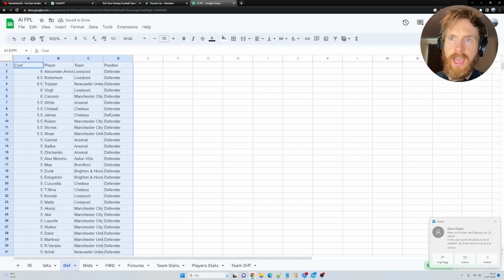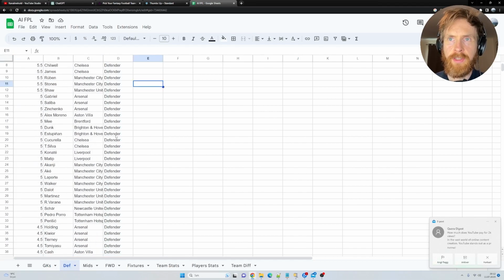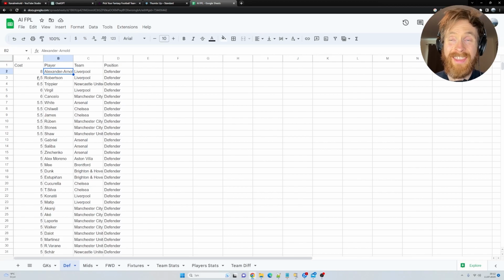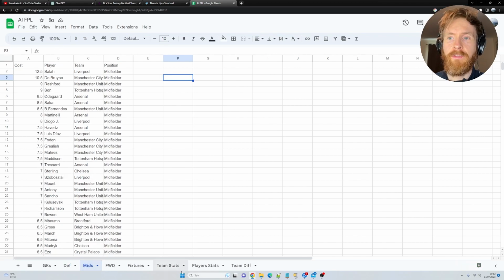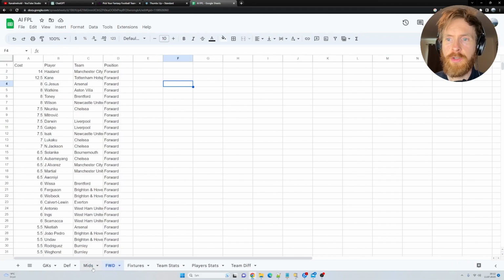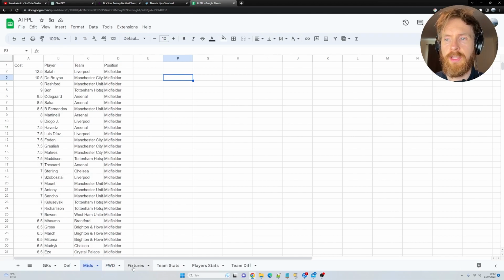We have goalies, we have all the defenders with their prices, right? So we have Arnold at 8, pretty steep price, but he might be playing midfield this season, huh? Who knows? So we just have to see about that. We have midfielders, same structure. So I really like to keep the structure the same, right?